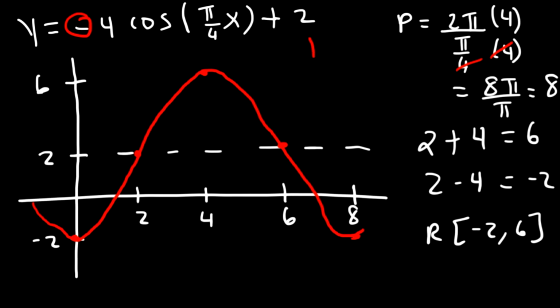It's been shifted up 2 units. It's reflected over the x-axis due to the negative sign. It's vertically stretched by a factor of 4, because that's the amplitude. And we have a period of 8.